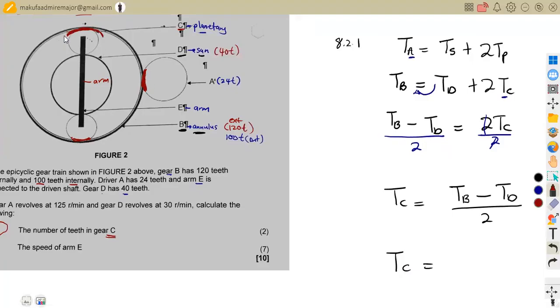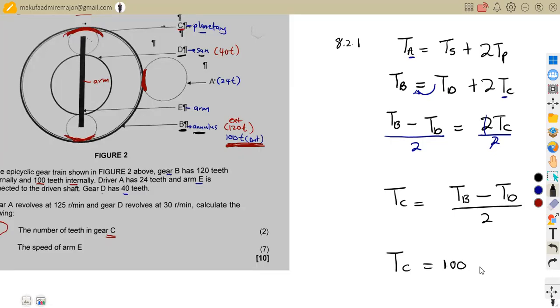So we are going to consider the inner part of B. It's affecting inside the C, this planetary part. It's affected by B, which is the annulus, internally, inside. So we are going to use the number of teeth which are in the interior. Internally means inside. So we are going to take 100. The one that is affecting C is the internal part. So please take note of that.